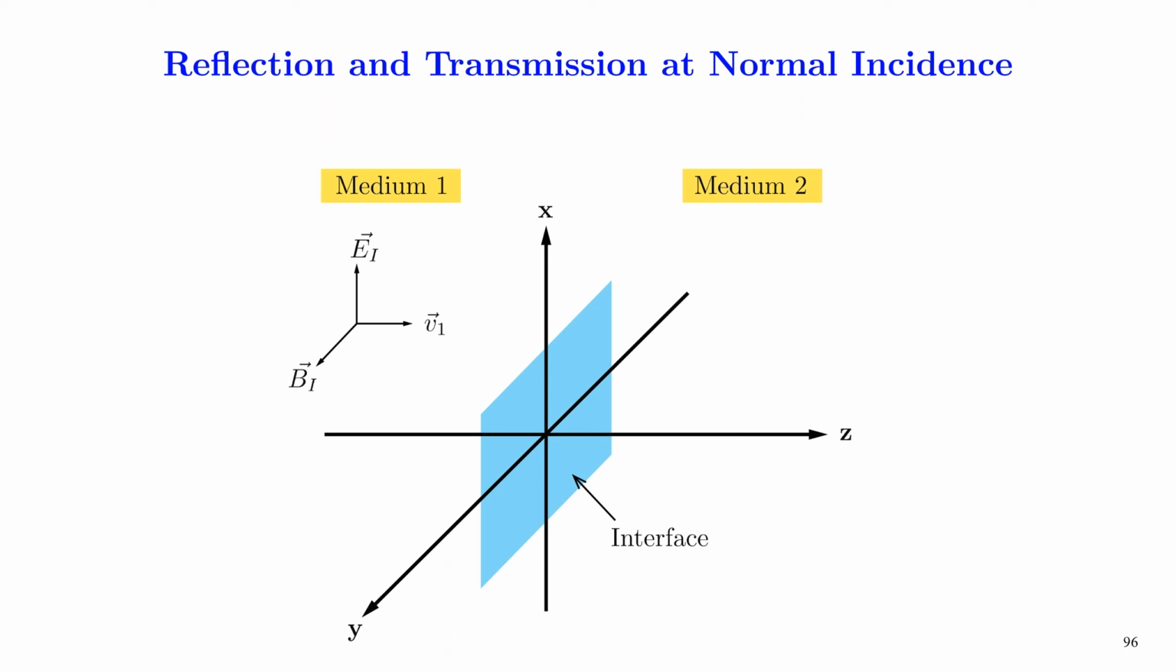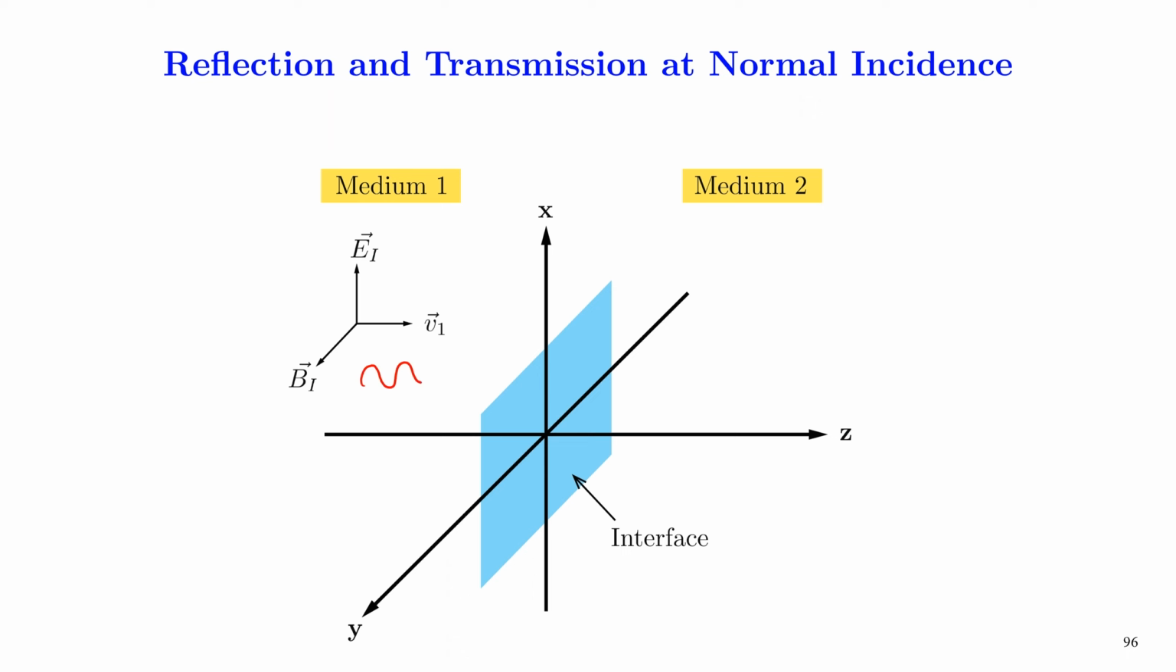Let us assume that the velocity is v1 in medium 1. The electric vector in the incident wave is polarized along the x direction and it is represented by vector EI. The magnetic field is polarized along the y direction and it is denoted by BI. So EI and BI denote the incident electric and magnetic fields.